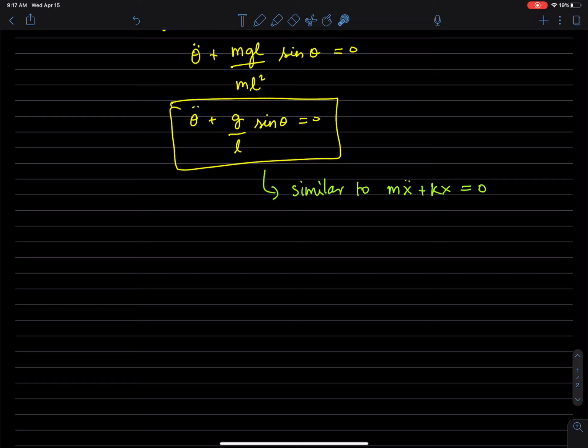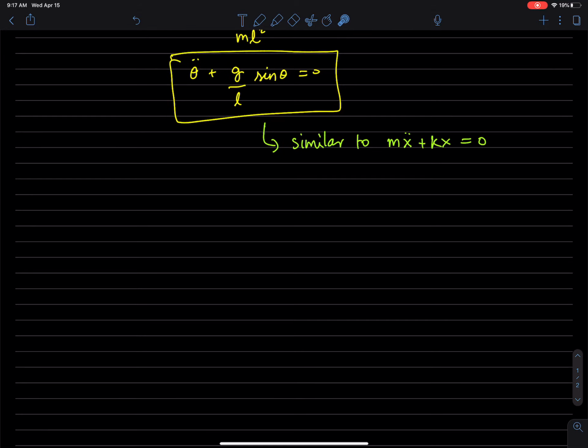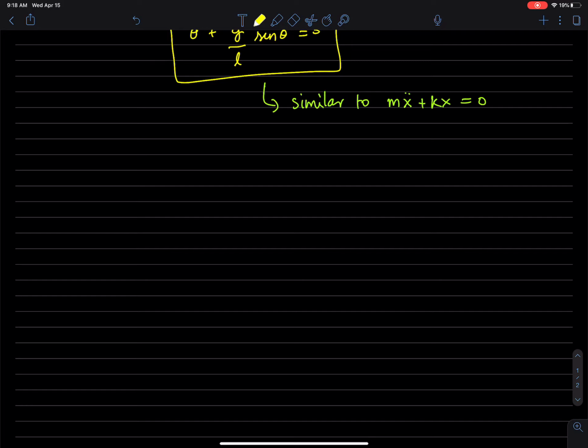Okay, it's similar to m x double dot plus k x equals 0, where x is analogous to theta, but instead of x, we have sine theta here. Here we have x double dot, here we have theta double dot, but instead of x, we have sine theta. So what we can do is use a small angle approximation, or a linearization.